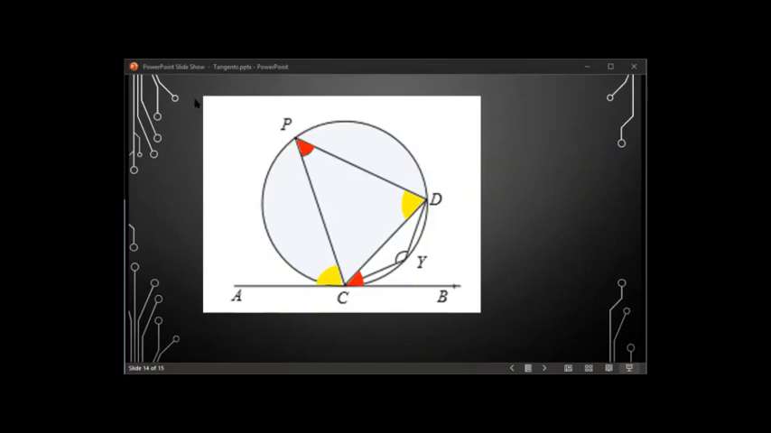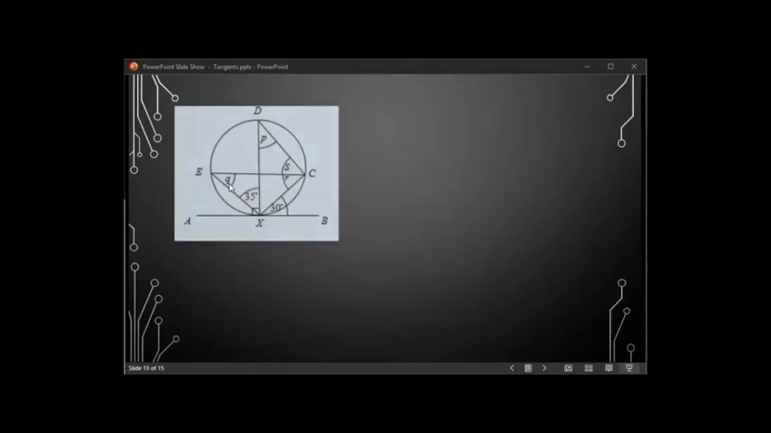Okay, let's proceed. Here we have an example. I'll give you about 2 to 3 minutes to try it out, and I'll discuss this later. What we have to do here is to find P, Q, and R. You can use any theorems that we have learned so far. If you have any problems while doing this, you can ask.